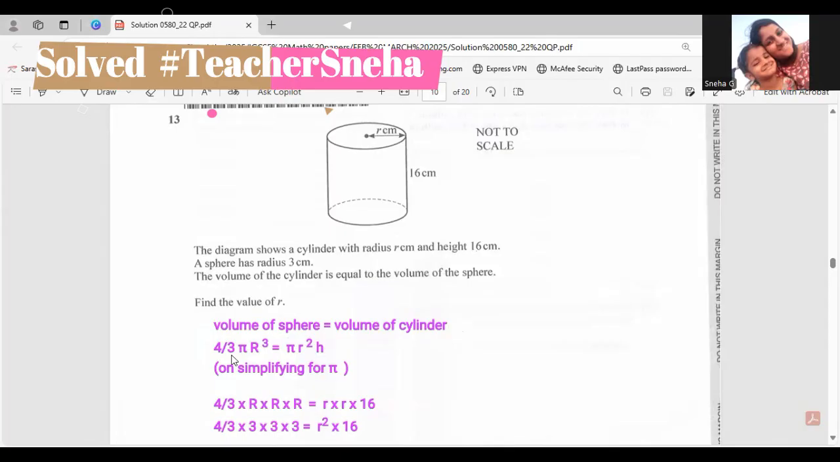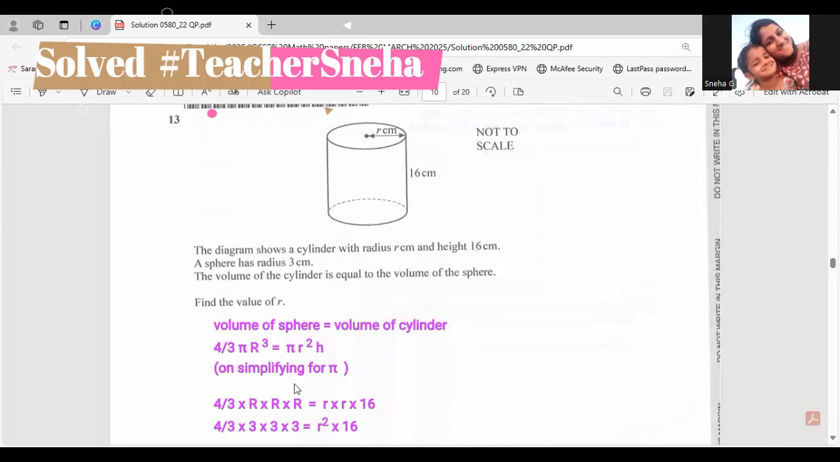As per the given information, volume of sphere is equal to volume of cylinder. So I write the formula for volume of sphere, which is 4 upon 3 pi r cubed. And the given information here is the sphere radius is 3 centimeters. So I have just used a capital R here to write the radius for the sphere, whereas the radius for the cylinder is given as small r in this diagram here. And the cylinder formula is pi r squared h. Now we will simplify both the sides to remove pi.